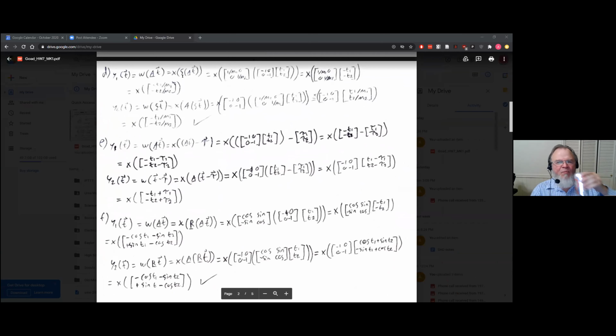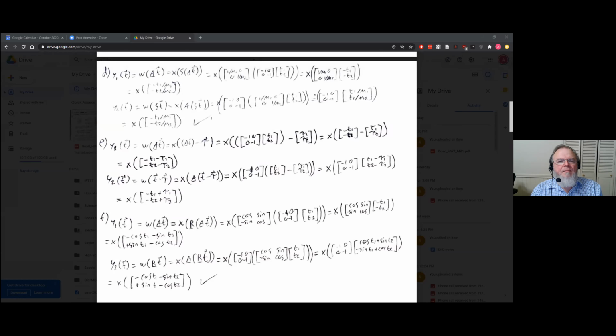So part D was scale and transpose. So this one you transpose first, this one you scale first. You end up with minus T1 over M1 and minus T2 over M2 for both of them. So I say that D does commute.